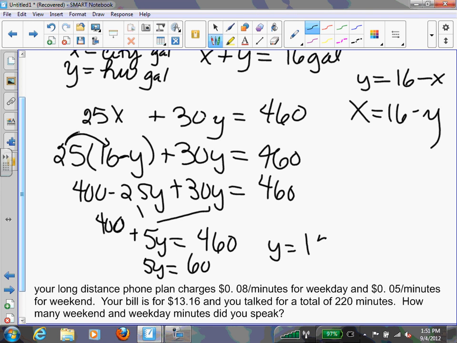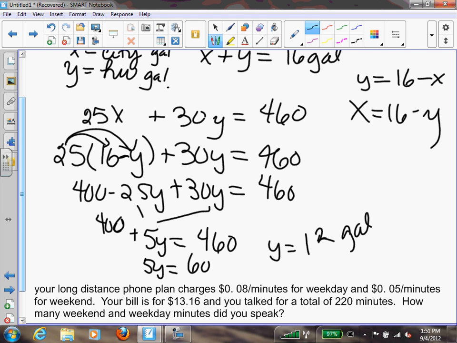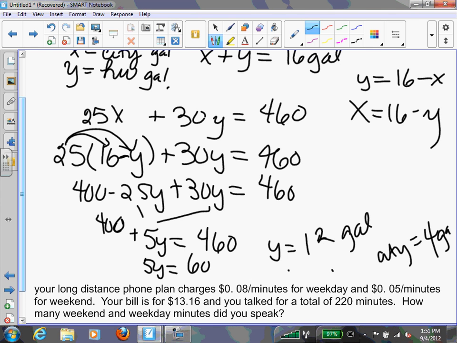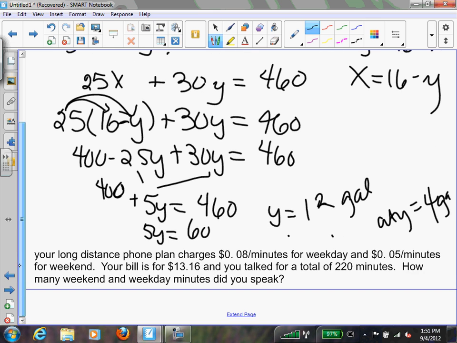Because it's a minus y, and I'm distributing to that. Who asked that question? Okay, does that make sense? All right, what is 60 divided by 5? So, how many gallons are used on highway? Y represents our highway gallons, so 12 gallons, right? If I asked how many were used on city, how many would be used for city? Because how many do we have all together? 16. So 12 is on one, 4 has to be on the other.